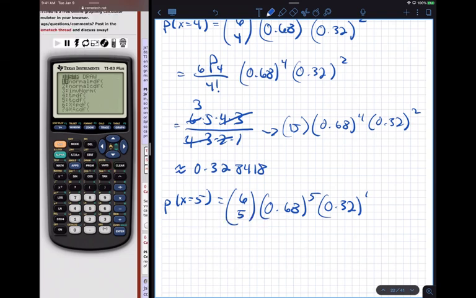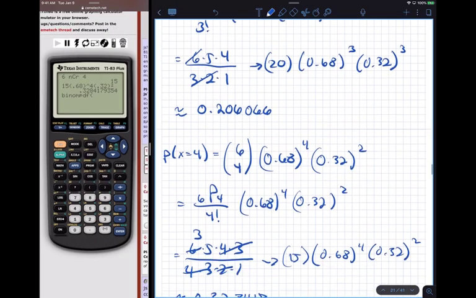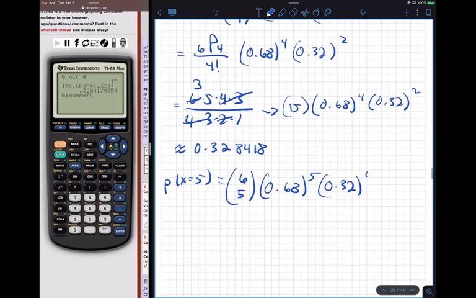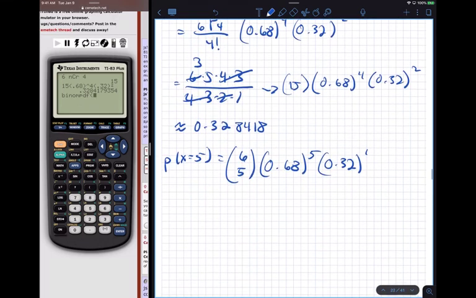Let me think about it. Binomial probability distribution. I think it's 0, right? Let's hit 0. I've got to think about what the things are. So we have 6 trials. Probability of success is 68%, and we want the probability that x is equal to 5.